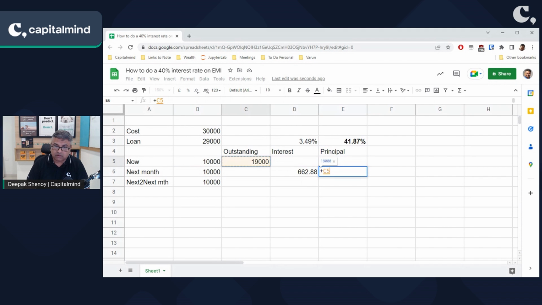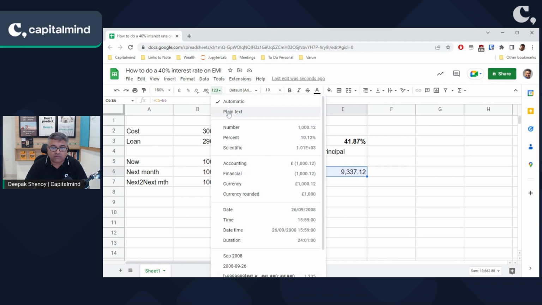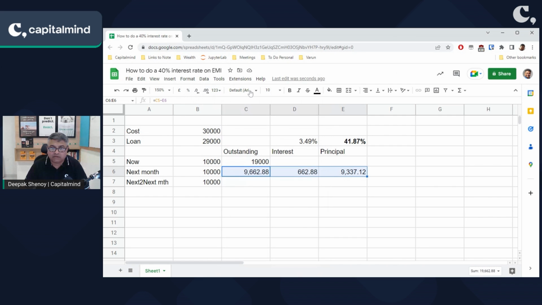Outstanding. The principal is 10,000 minus this, and the new outstanding becomes this. It is equal to 19,000 minus 10,000 plus this. So what is my outstanding remaining? It was 19,000 last month. I subtract this 9,337. I get 9,662. Let me just remove the stuff after the decimal. Here you go.